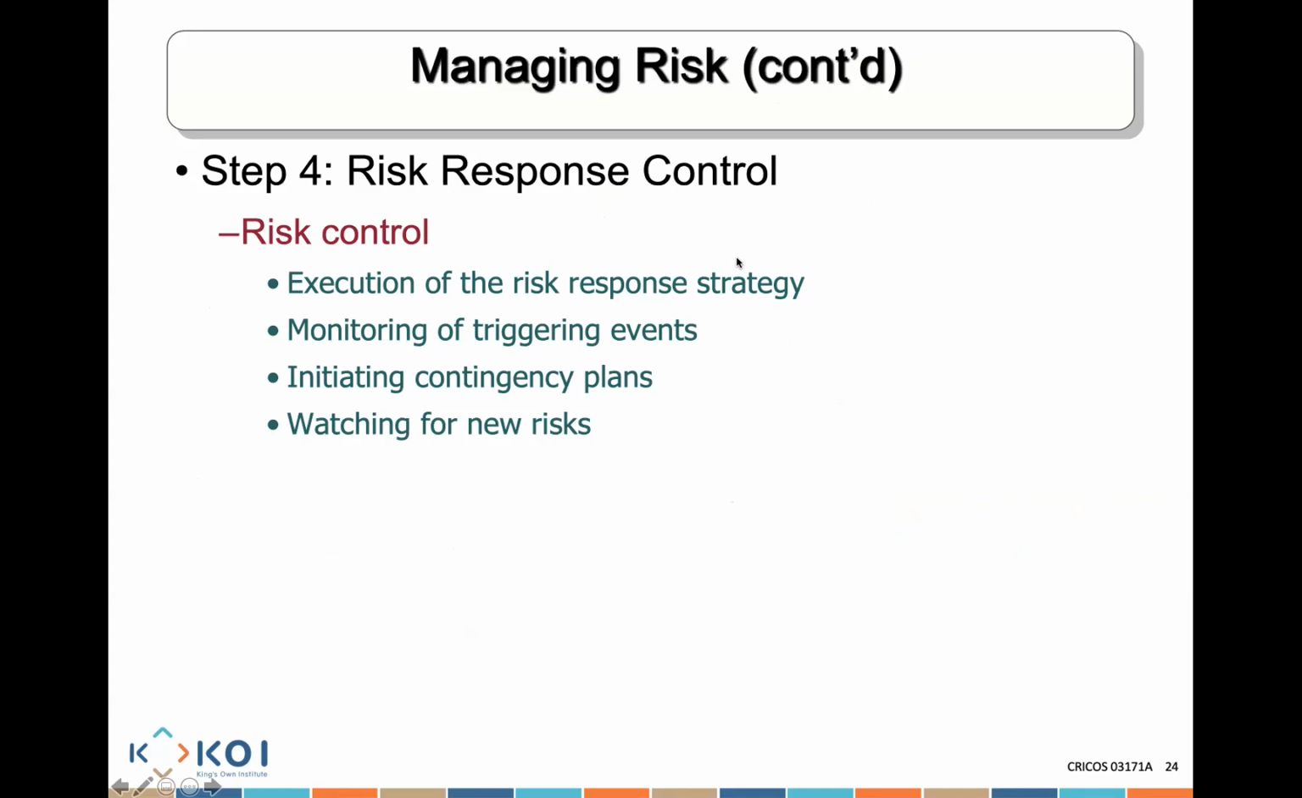Risk response control is about executing the risk response strategy. I've already created the strategy to deal with risk. I know what I need to do to be able to manage the problem. I need to have some sort of strategy to be able to deal with it. Monitoring any particular triggering event, such as the system stopped working, that's my triggering event. Initiating particular contingency plans to be able to manage a particular risk.